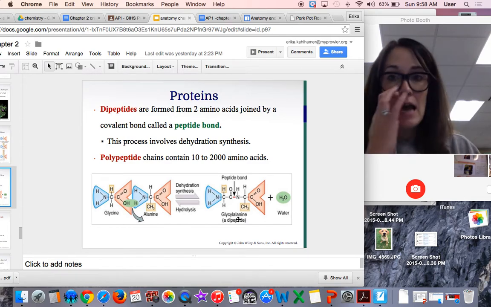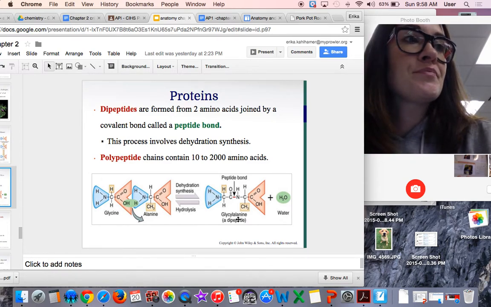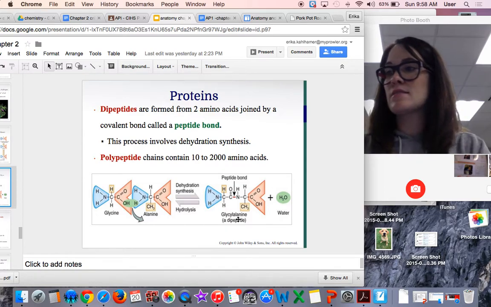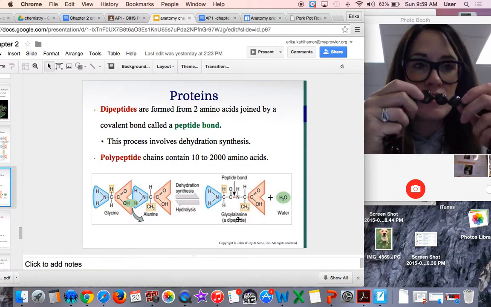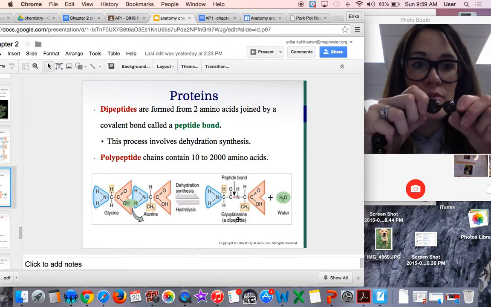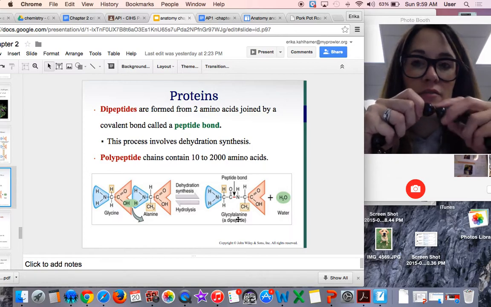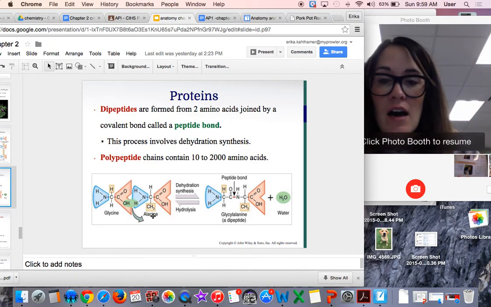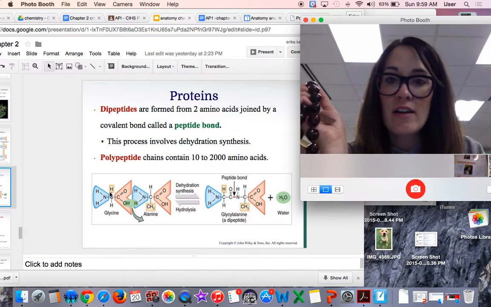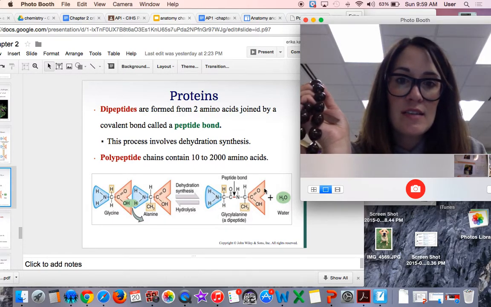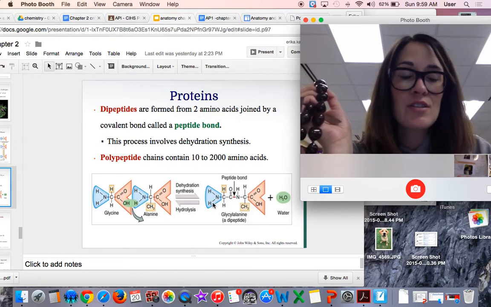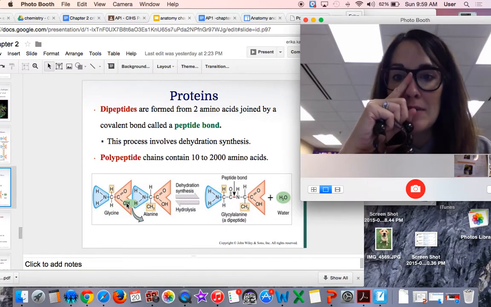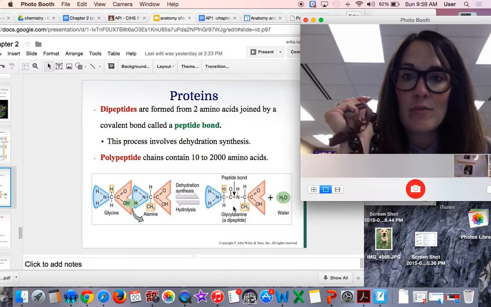So to form a dipeptide, you join two amino acids. If each one of these little shells on my necklace was an amino acid, two together would be a dipeptide. They are joined together via a strong covalent bond, specifically called a peptide bond. If you look down here, glycine plus alanine produces a dipeptide plus water. This reaction is called dehydration synthesis, like we've talked about, because to join them and form this peptide bond, an OH and an H have to be kicked out, which then forms water.